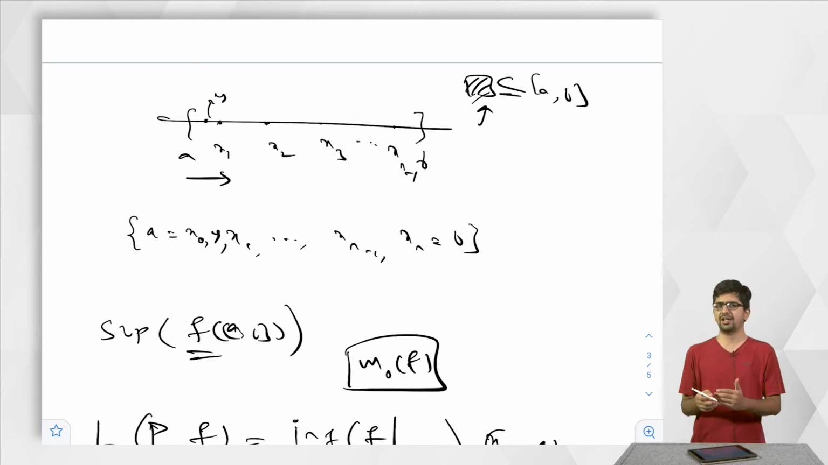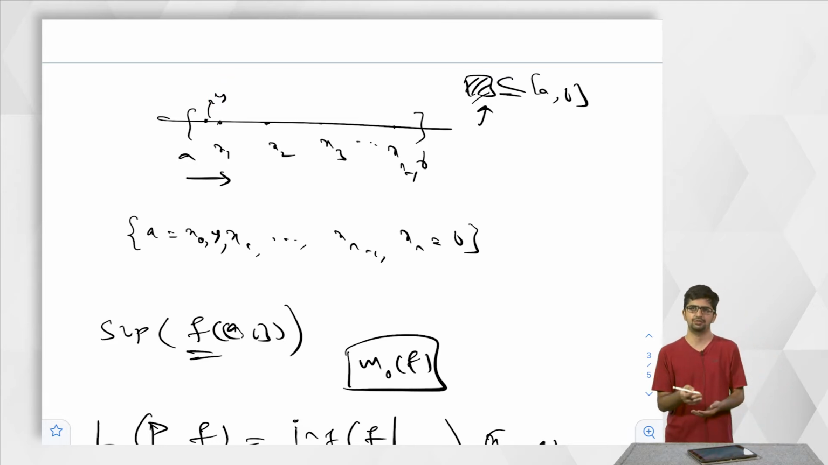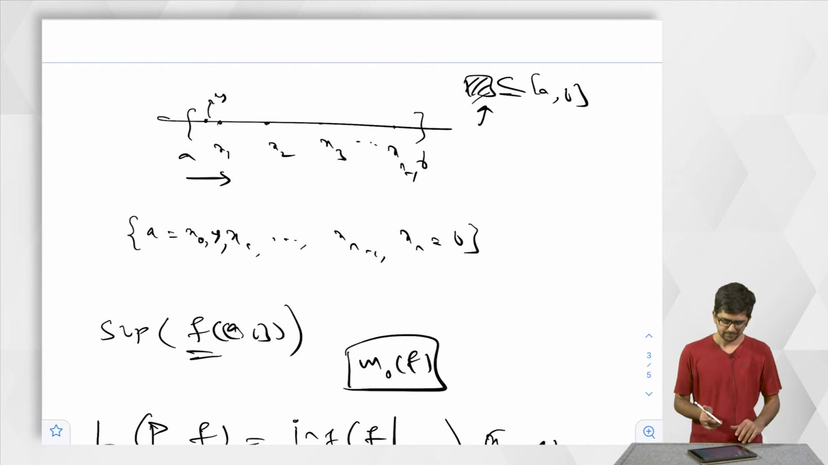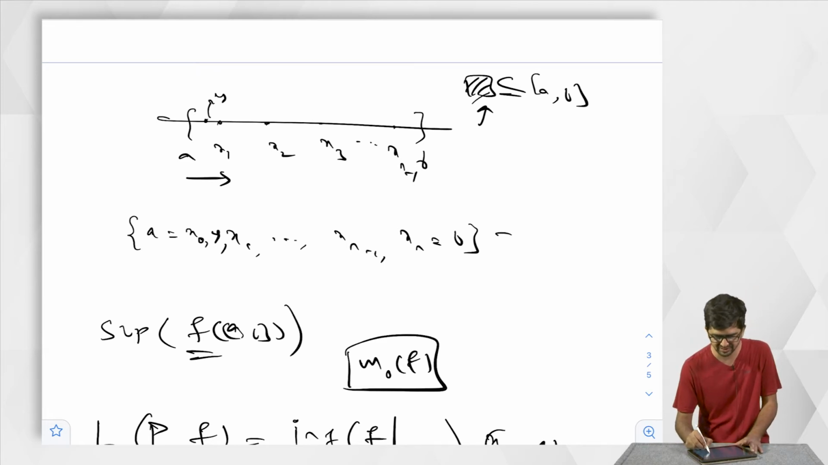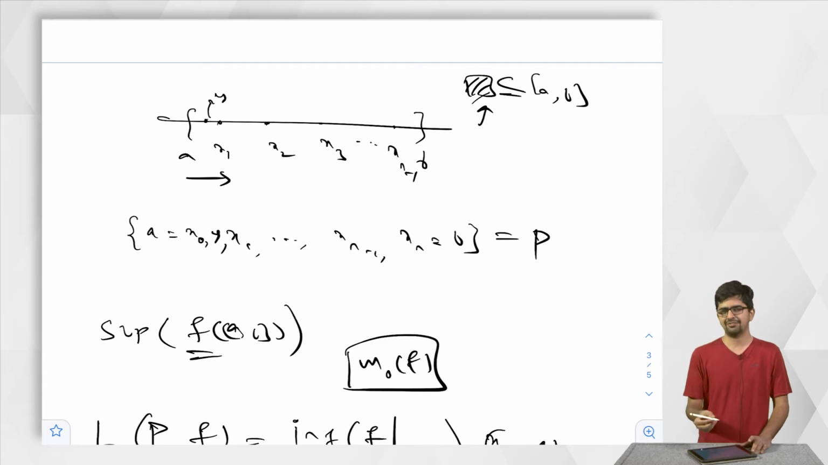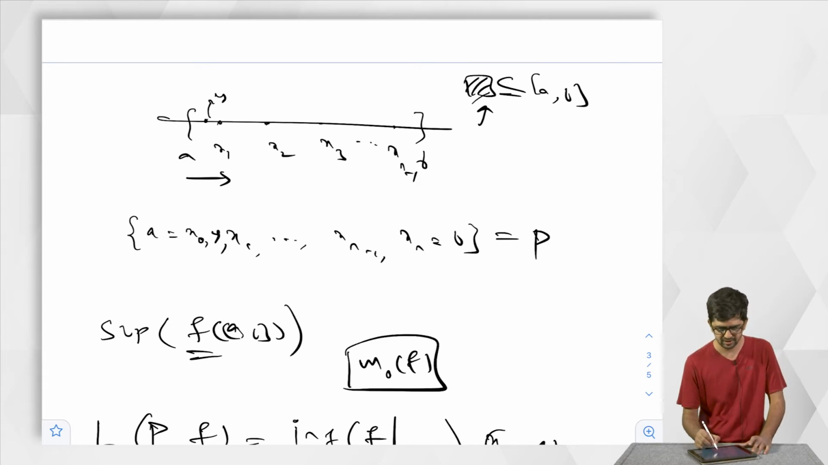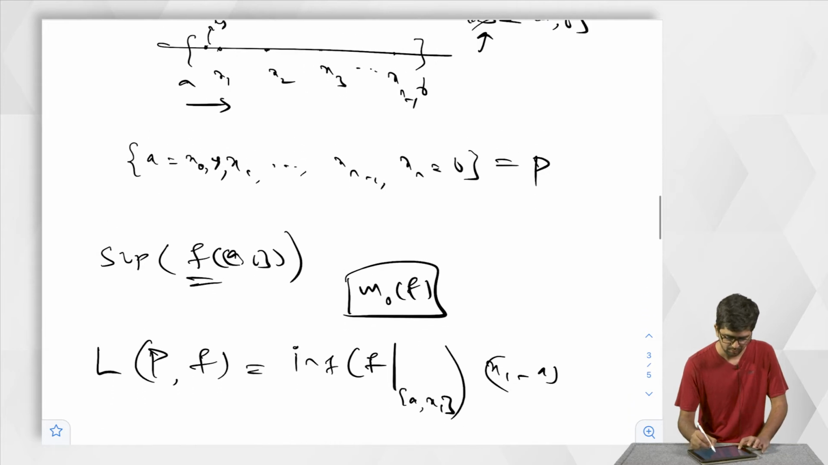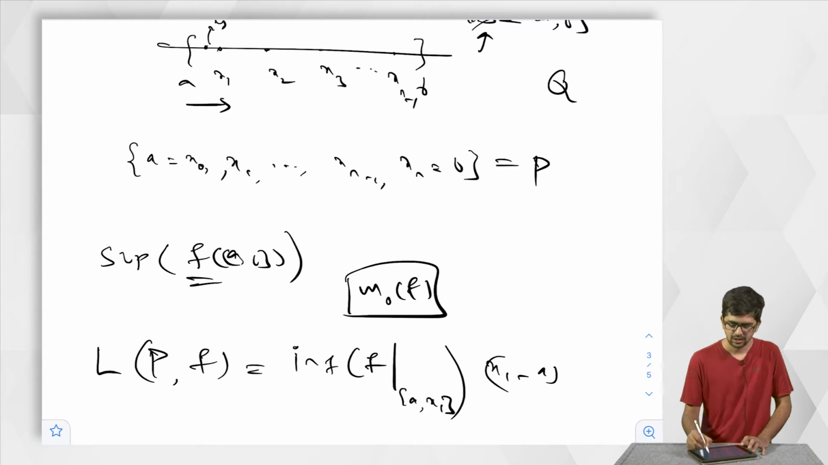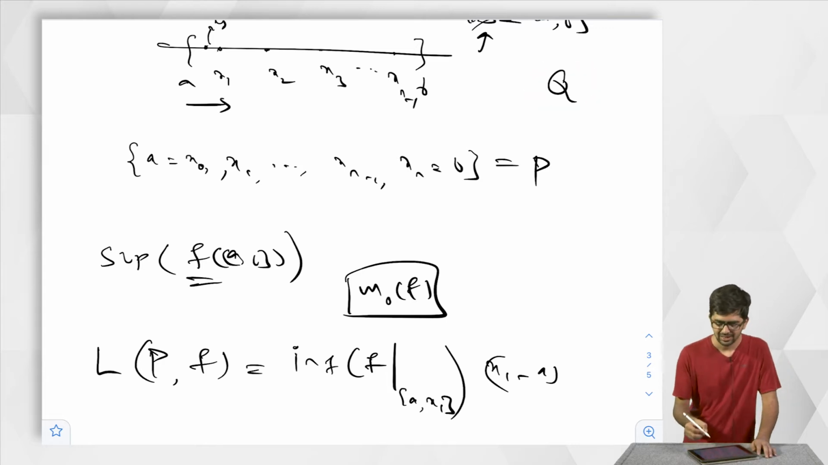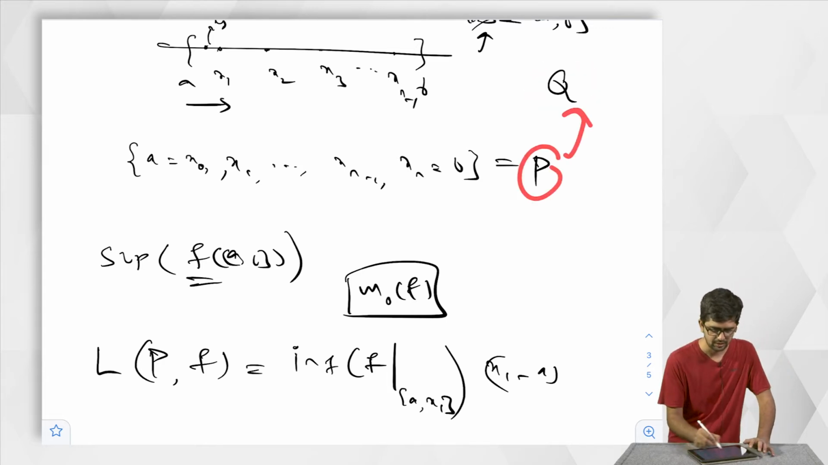So this is also a partition. Suppose I add any finitely many elements, it should be a partition. So this process has a name. Suppose we take a partition P, and if I add some finitely many elements to this partition, that gives another partition, let us call it Q. So without y I am calling it P, with y I am calling it Q. Then Q is called a refinement of P.